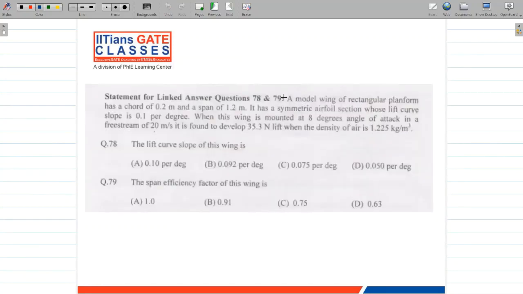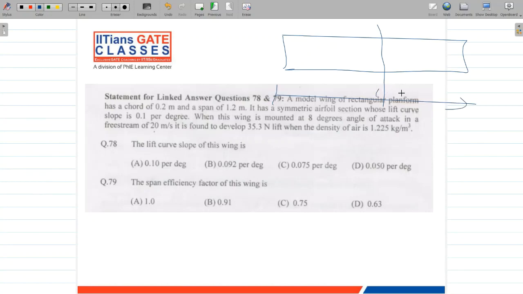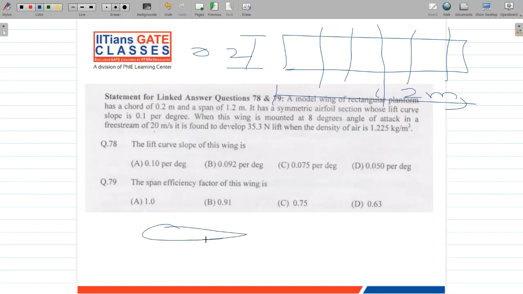Here is another simple problem. In the question they've given a model wing of rectangular planform that has a chord of 0.2 meters and a span of 1.2 meters. So there is a wing which has a rectangular shape, with a total span of 1.2 meters and a chord of 0.2 meters. It has a symmetric airfoil section whose lift curve slope is 0.1 per degree. So the airfoil used in all these sections is symmetric, and it has a lift curve slope a0, let me call it 0.1 per degree.